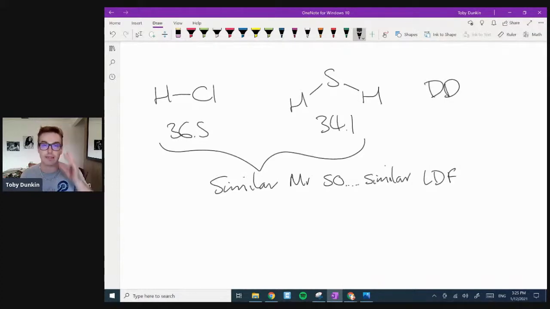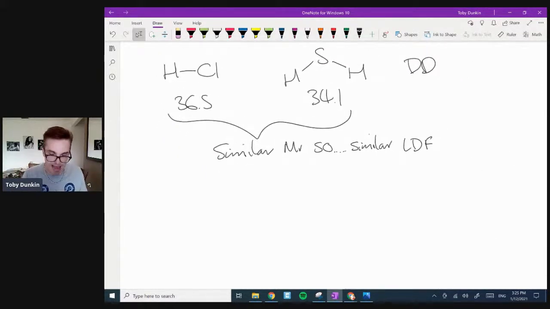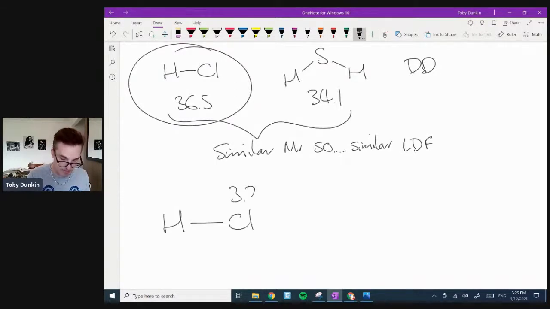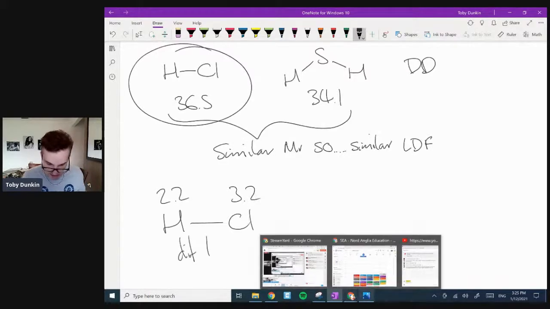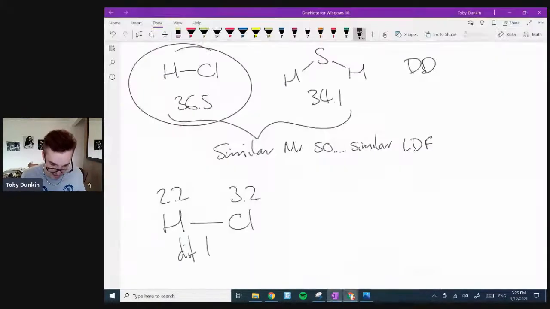So these are only DDs. They're DDs and LDFs, but you'd never bother talking about the LDFs because they're weaker than the DDs in this scenario. So we can now compare the DDs, and I would expect that the HCl would have a higher boiling point. The reason is the difference in electronegativity is 3.2 and 2.2. So the difference there is 1, whereas the sulfur is 3. So it's going to have a smaller difference.